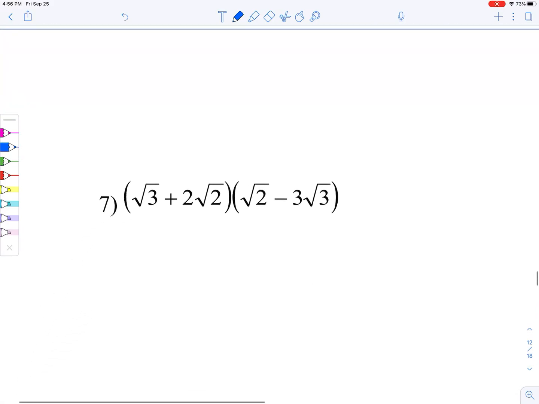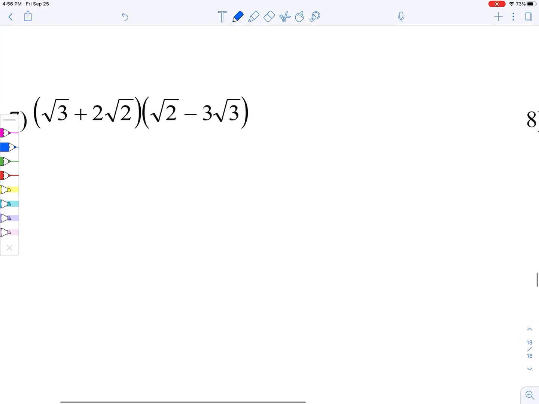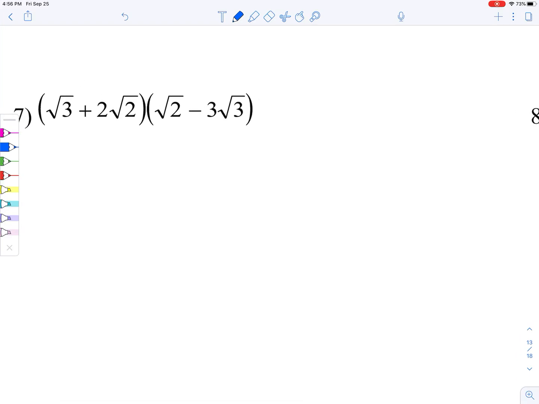I think we're on the next page. Next page, question 7. It's going to be another double distribute. So root 3 times root 2 is going to be root 3 times 2, which is root 6.